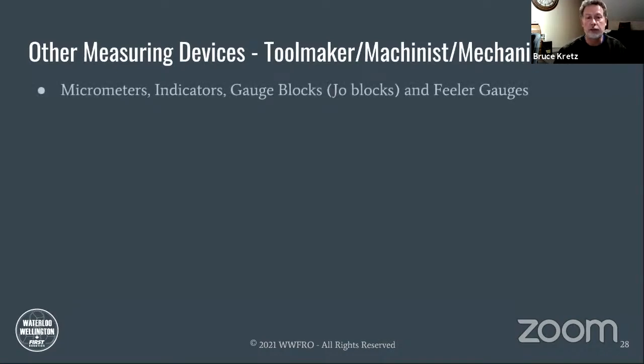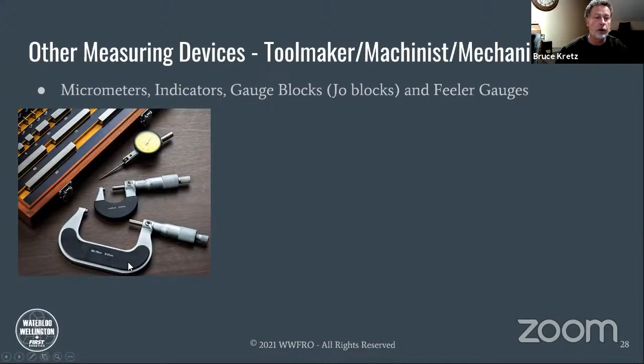So let's talk about some other devices that would be used by tool makers, machinists, or mechanics. We'll talk about micrometers, indicators, gauge blocks, sometimes called Joe blocks, and feeler gauges. So here we have some micrometers, a 0 to 1 inch micrometer and a 1 to 2 inch micrometer. And a micrometer has a body, it has a spool, and then it has a slide body here. And these bodies have Vernier scales on them.